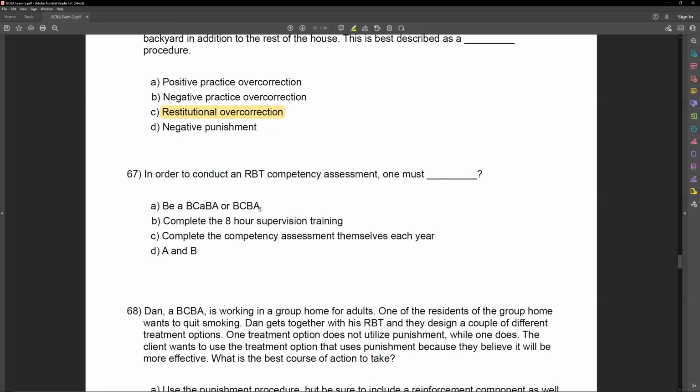But what's our rule? Read all your answer choices. B, complete the 8-hour supervision training. You have to do that as well, right? In order to supervise, in order to complete a competency assessment, you have to complete that 8-hour training. So A and B are both correct. Let's see, complete the competency assessment themselves each year. That is not a requirement to conduct the competency assessment. BCBAs and BCaBAs do not need to do that. Therefore, our answer is D, A and B. In order to conduct the competency assessment, we must be a BCaBA or BCBA, and we must complete the 8-hour supervision training.